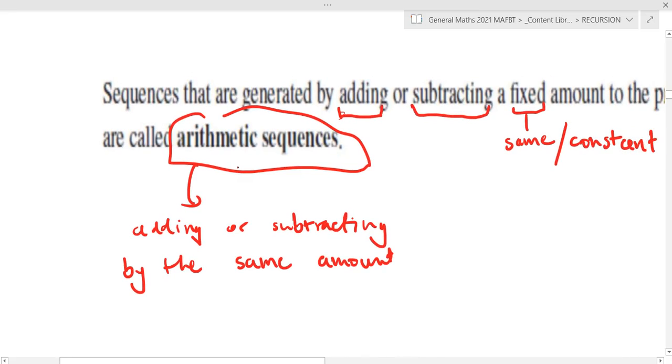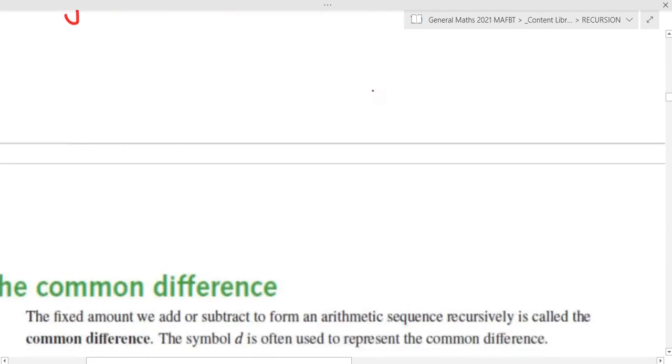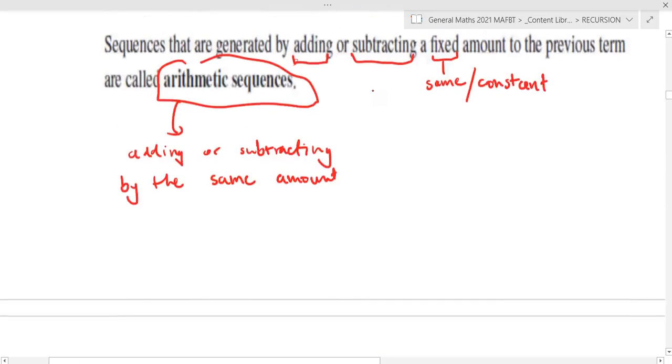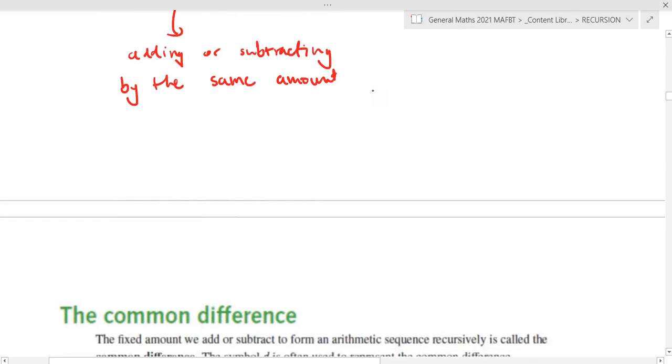So when you add or subtract, arithmetic sequence. And there's obviously another name for when you multiply or divide. But for now, arithmetic sequence, add, subtract by the same number. That's what it is. All right, fixed just means the same or constant. That's fine, nice and easy. An arithmetic sequence, adding and subtracting by the same number.